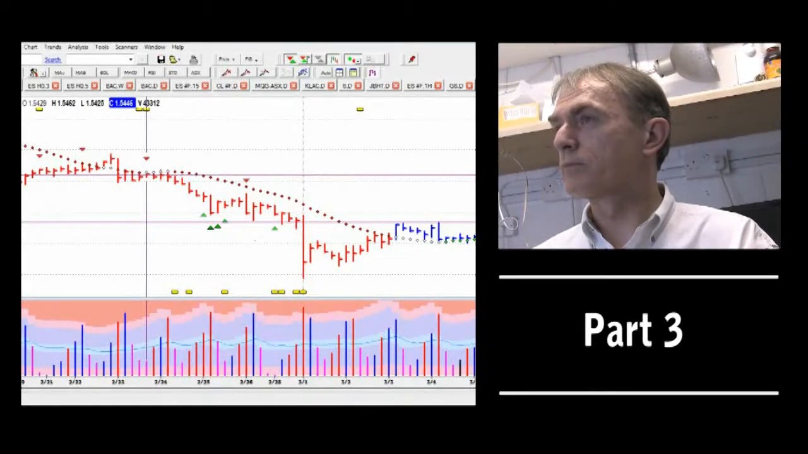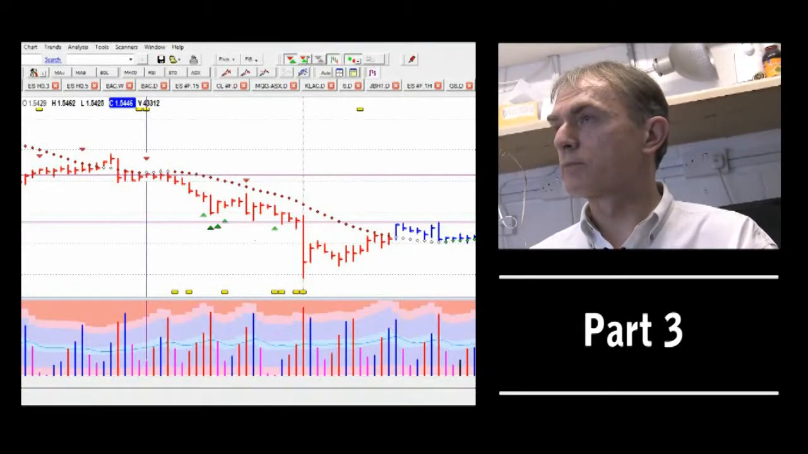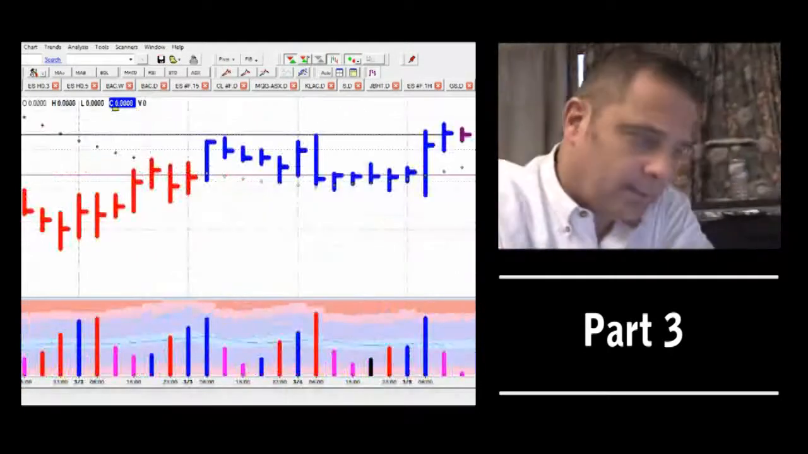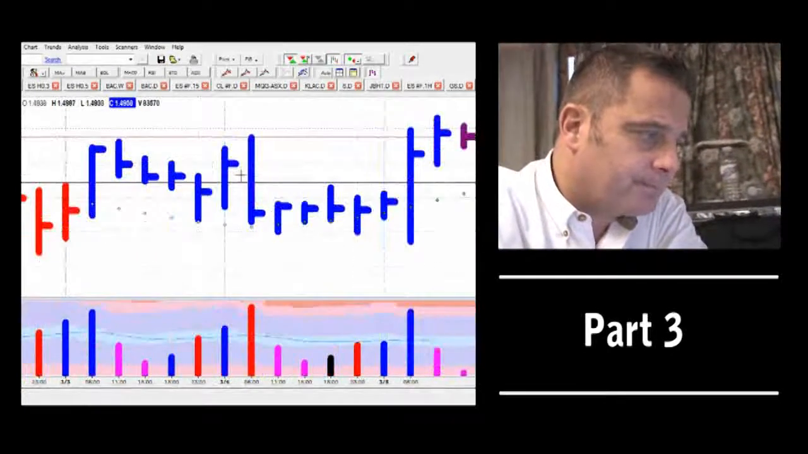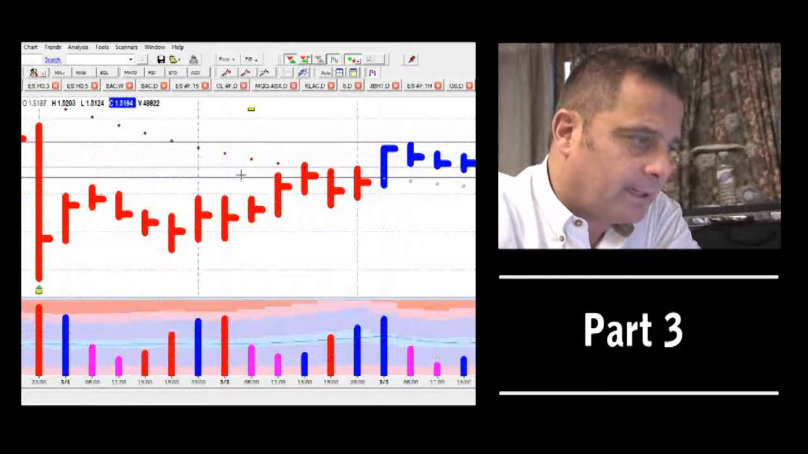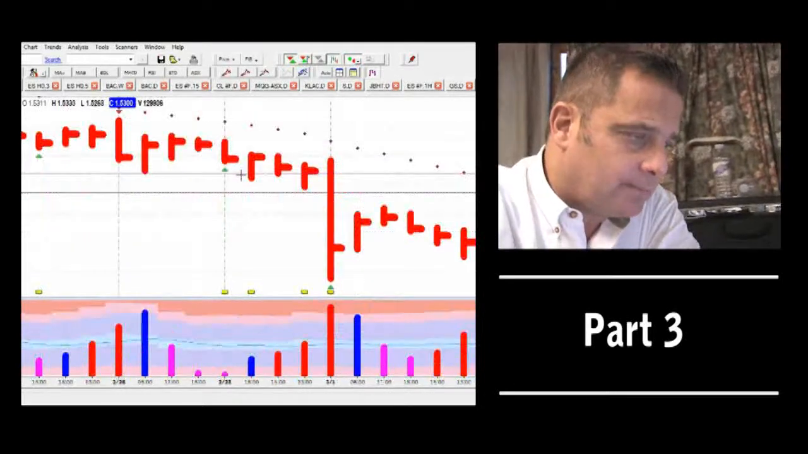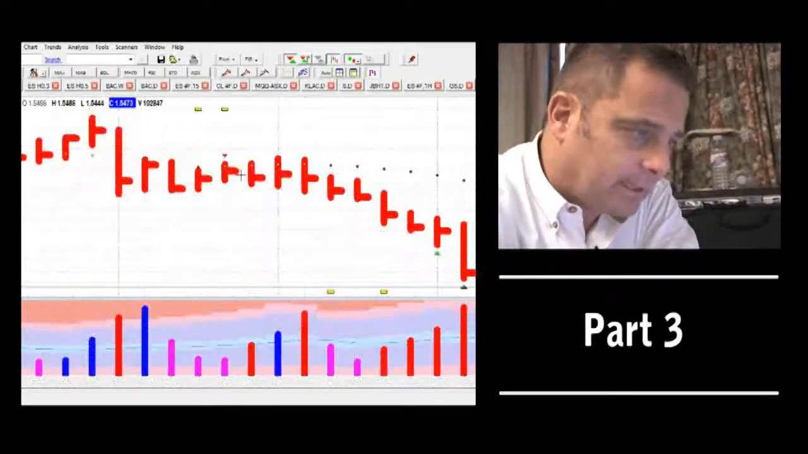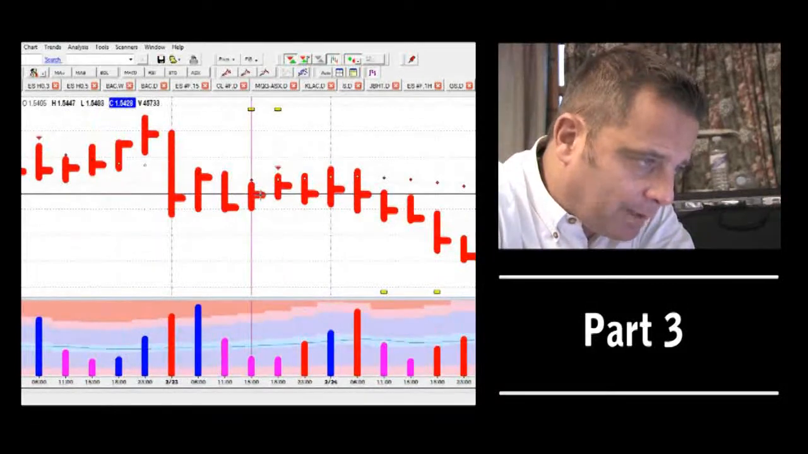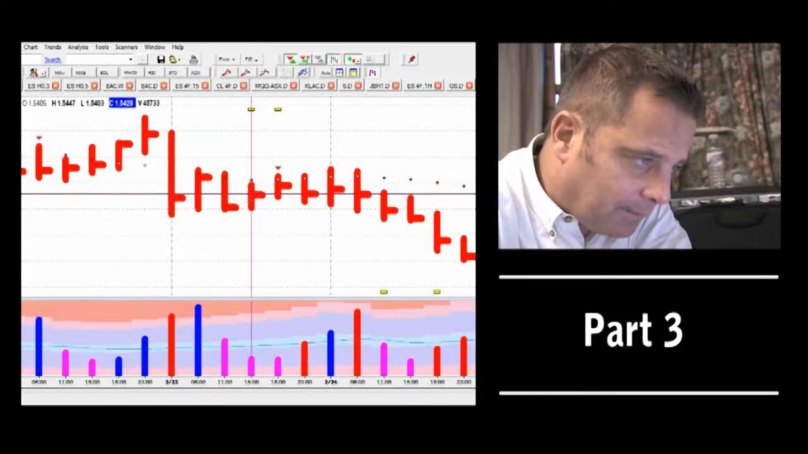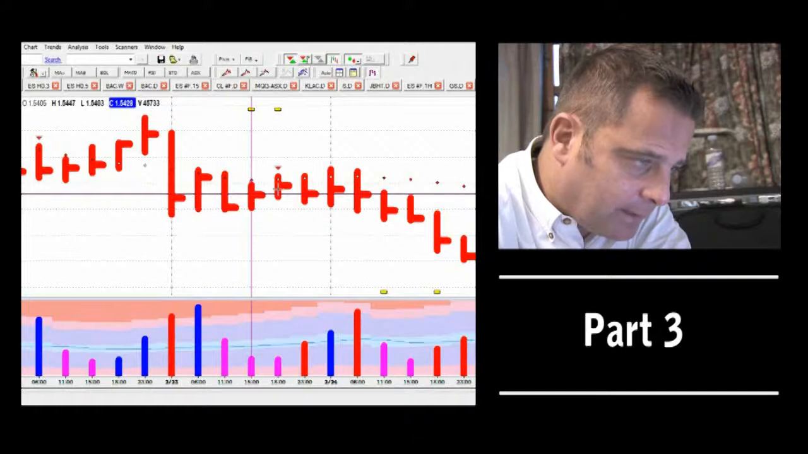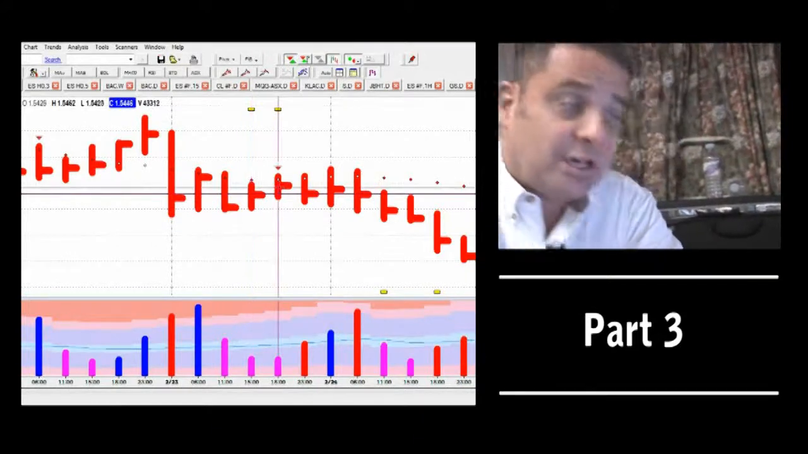Okay, and let's see if we can now blow that up to 20 bars and move backwards. Okay, now there's something about no demand. Now we're going to talk about the body of the bar. The body of the bar is the high-low of the bar. Now this, Philip, is genuine no demand, isn't it?